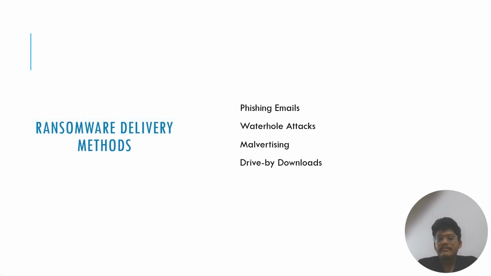Now let's see some delivery methods. So phishing emails is a very common way where the attacker can send promotional emails or other spam emails along with some attachment or a malicious link, which can then be used to download malicious software into the user system. They can use malvertising, which is malicious advertising on web pages which they know are commonly visited by the user which they are attacking.